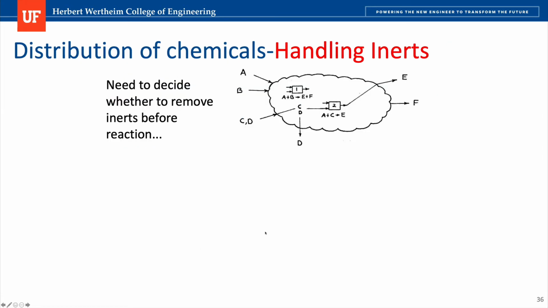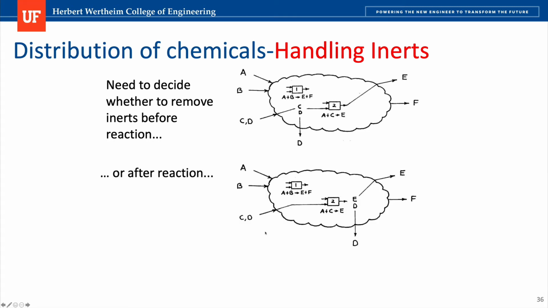When we handle inerts, we need to decide whether to remove inerts before the reaction or after. We can do it at different stages, right? We can do it before it's sent to reactor number 2 or after it passes through reactor number 2. And the amount of inerts not only affects the heat of reaction, the absorption of that heat if it's an exothermic reaction, but also affects the sizing of the reactor. Now you have to process a lot of material if the amount of the inert is a lot.